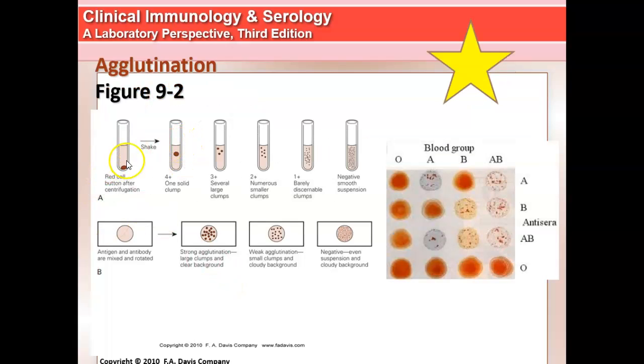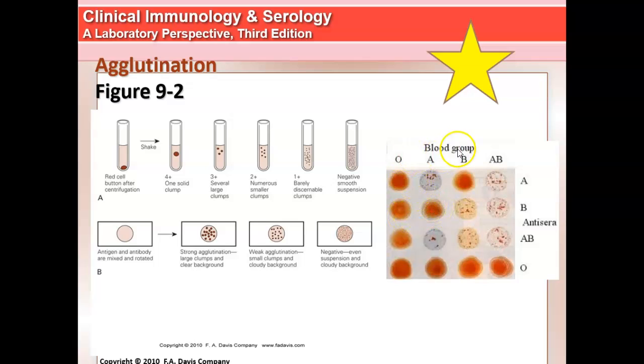So if you add your patient red cells to the antiserum, you centrifuge it, and then you shake it, this would be agitation. If you shake it and have one solid clump, this would be a 4+ reaction. If you have several large clumps, this would be a 3+ reaction. If you have several smaller clumps, that's a 2+. And if you have barely discernible clumps, that's a 1+. And a negative smooth suspension is negative.